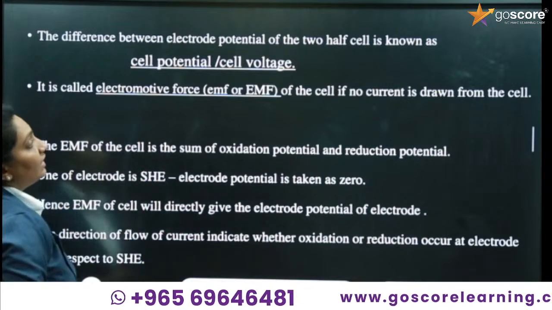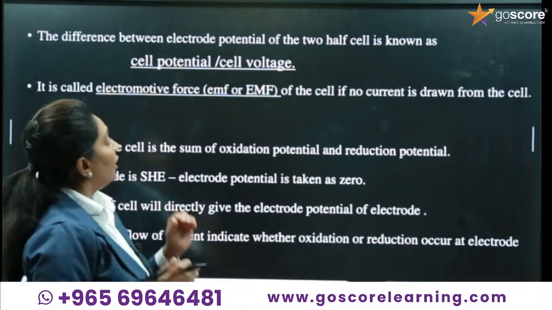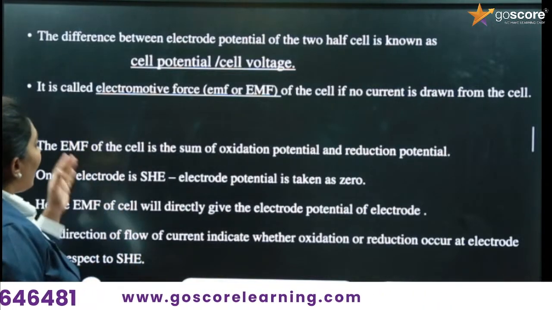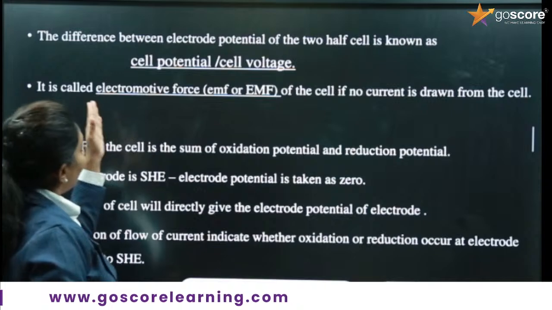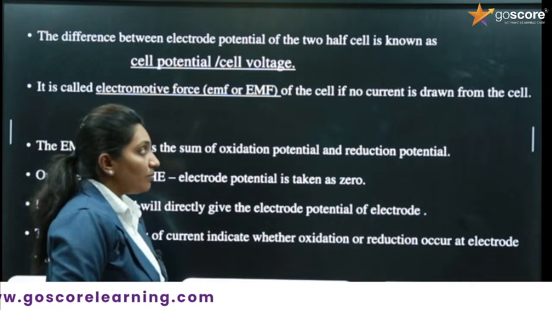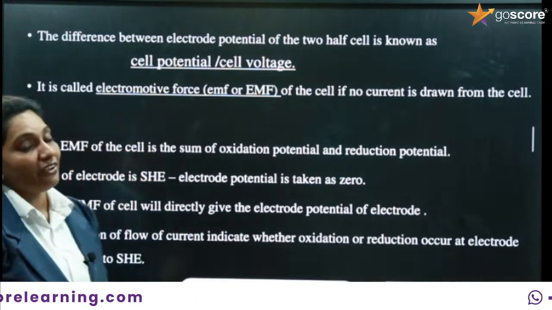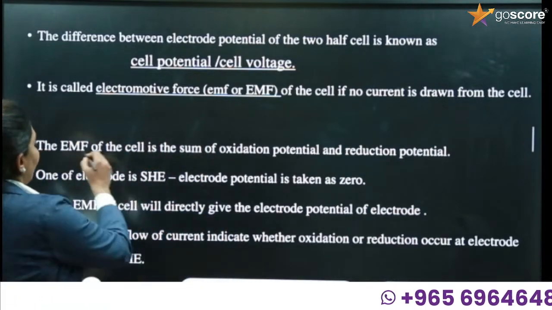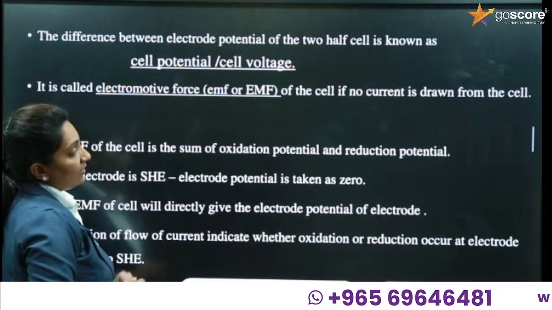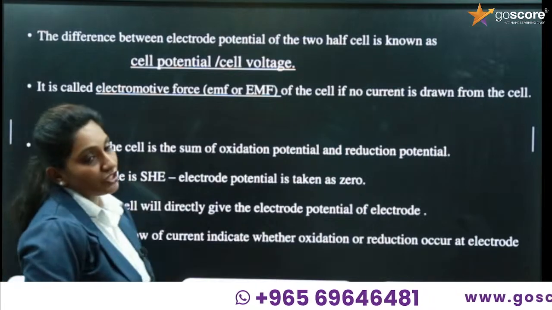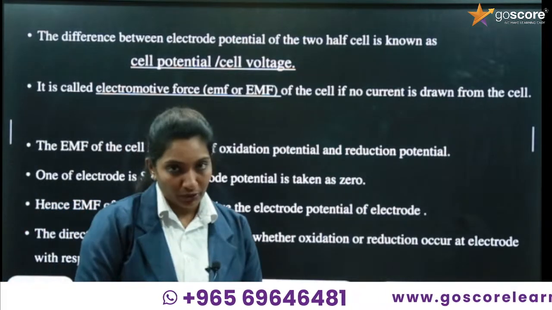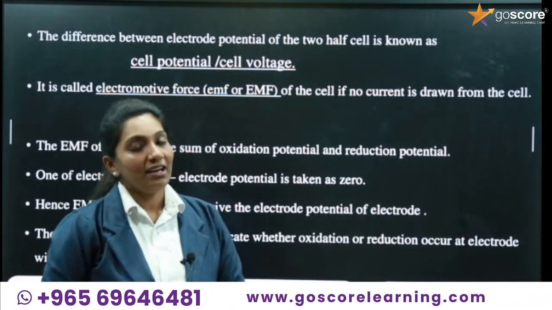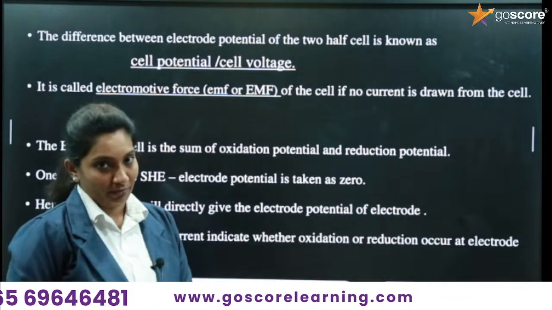The difference between the electrode potential of the two half cells is called the cell potential, and it is also called the electromotive force or EMF of the cell if no current is drawn from the cell. So the EMF of the cell is the sum of oxidation potential and the reduction potential. We will explain the EMF of the cell in detail after discussing the electrochemical series.